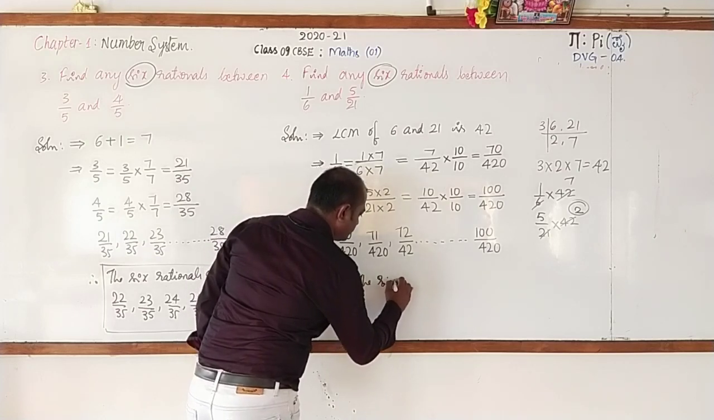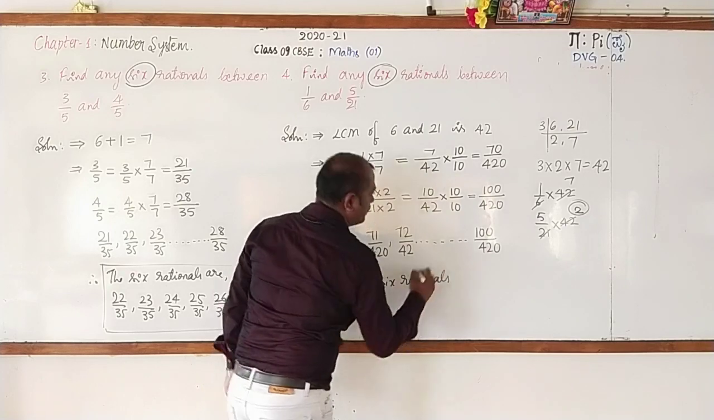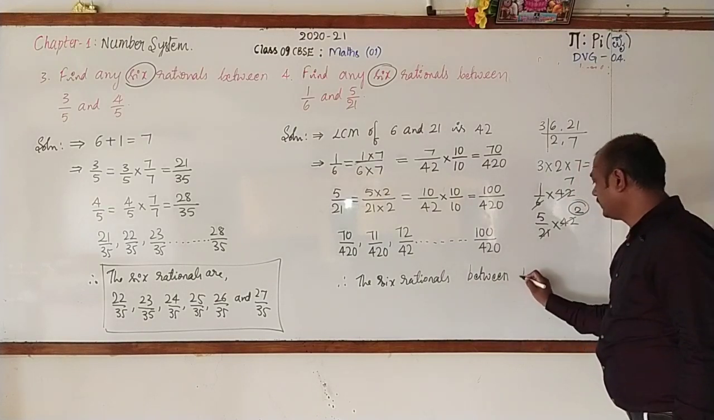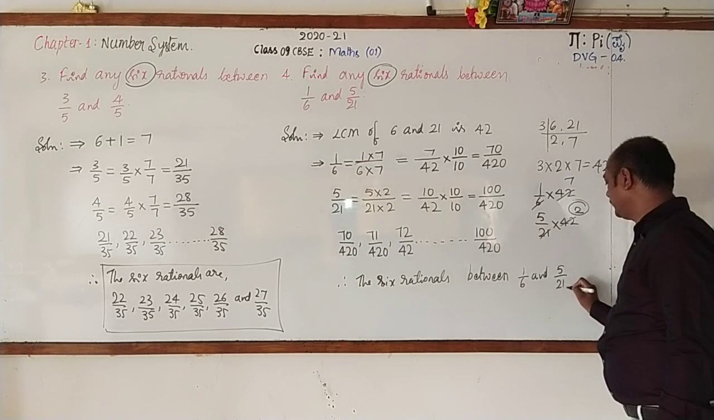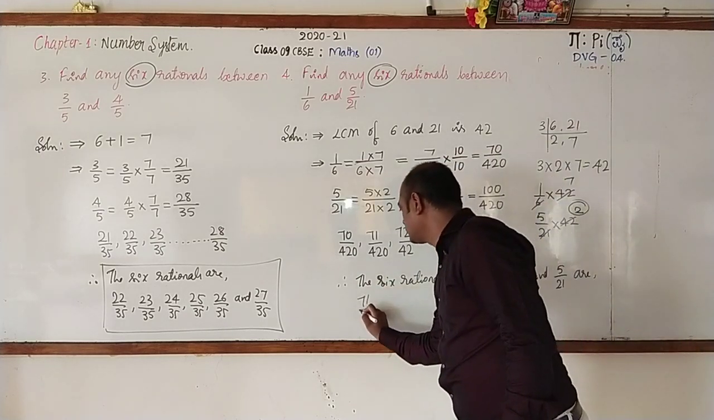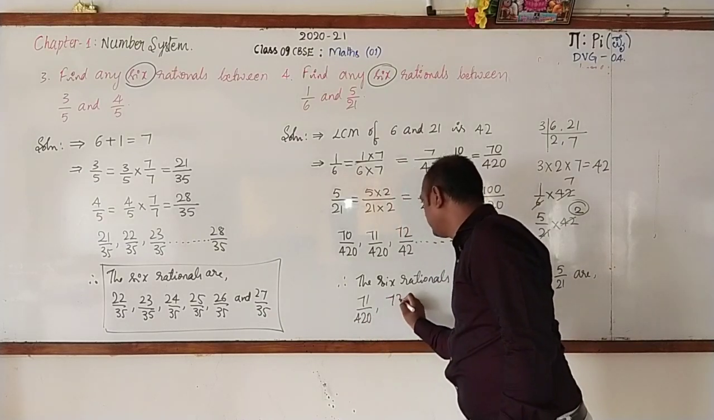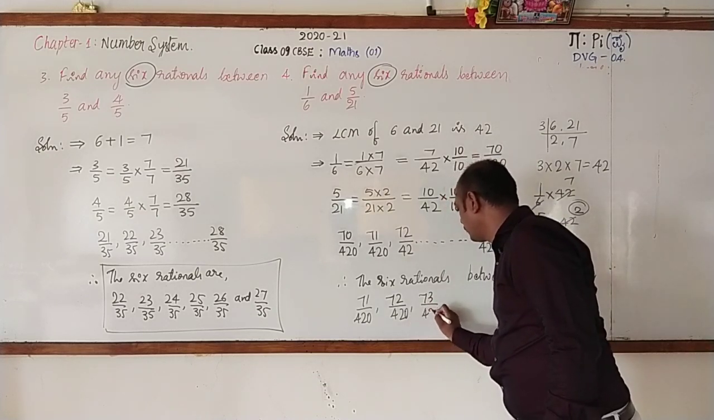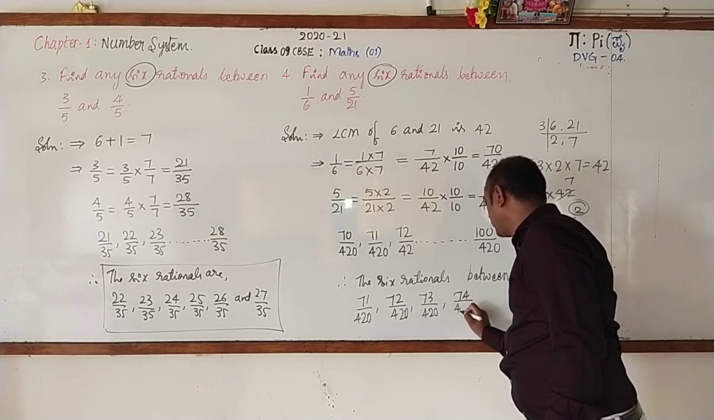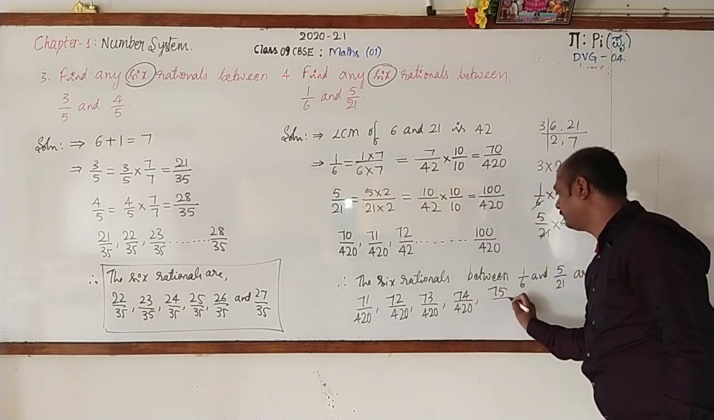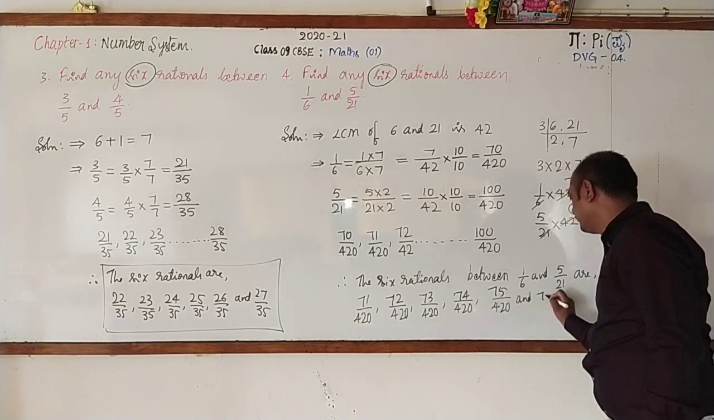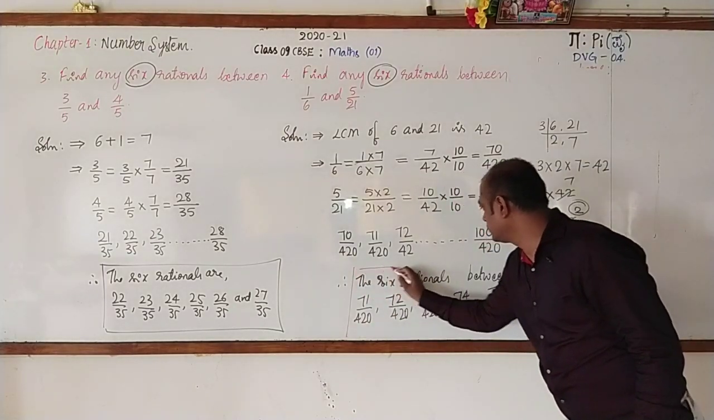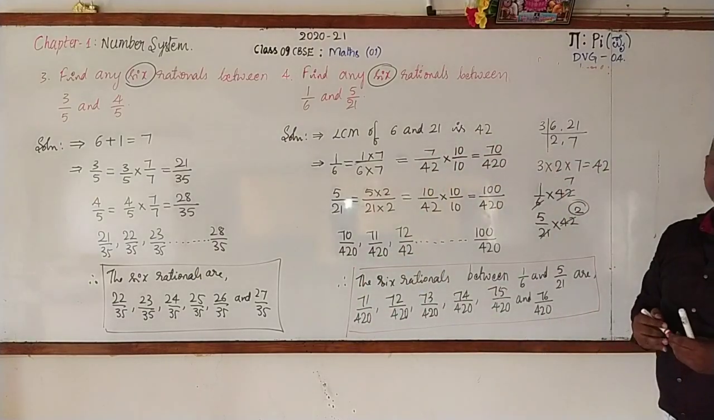Conclusion. Therefore, the 6 rationals between 1 by 6 and 5 by 21 are, you can write, 71 by 420, 72 by 420, 73 by 420, 74 by 420, 75 by 420, and 76 by 420. They have asked only 6 rationals. We have written 6 rational numbers between given rational numbers.